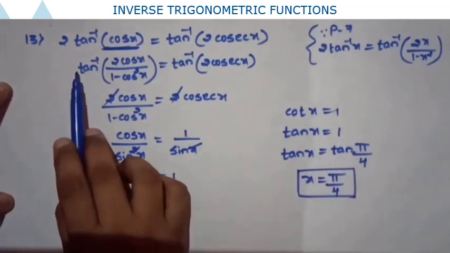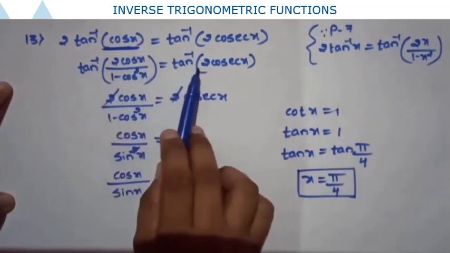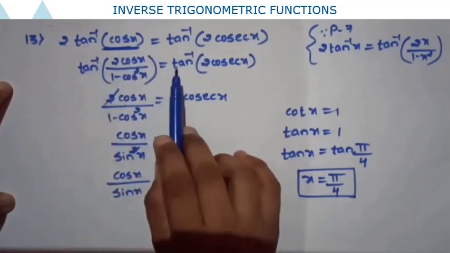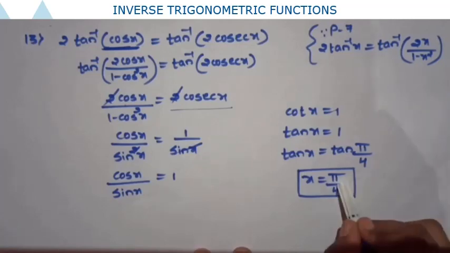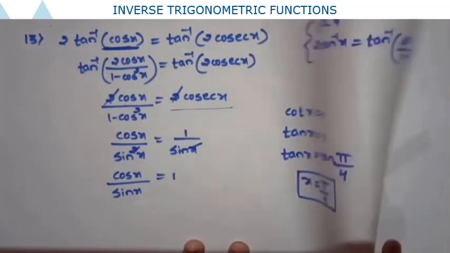Here also I applied tan on both sides. Tan of tan inverse theta is theta, and theta is 2 cosec x. Okay, so this is the 13th example. Now we will consider the 14th one. Solving means finding the value of x.